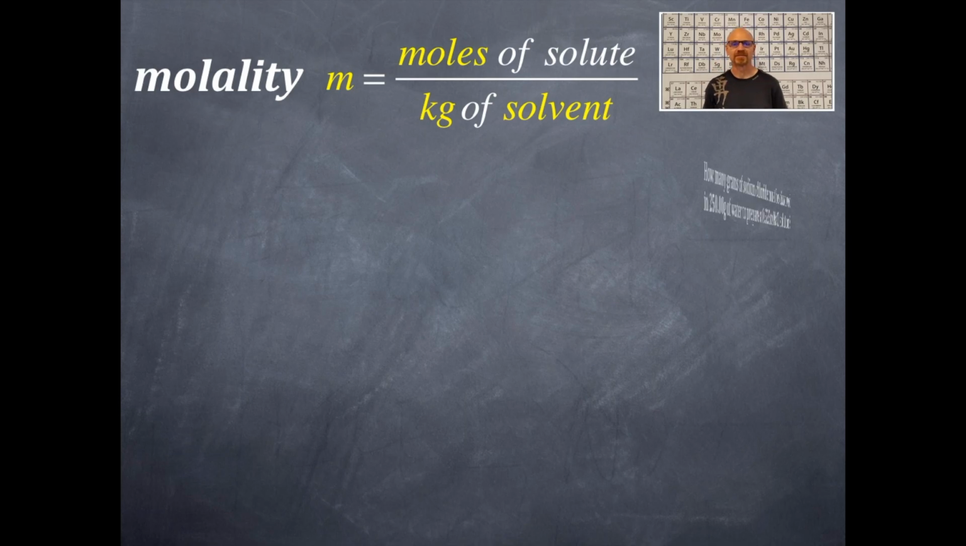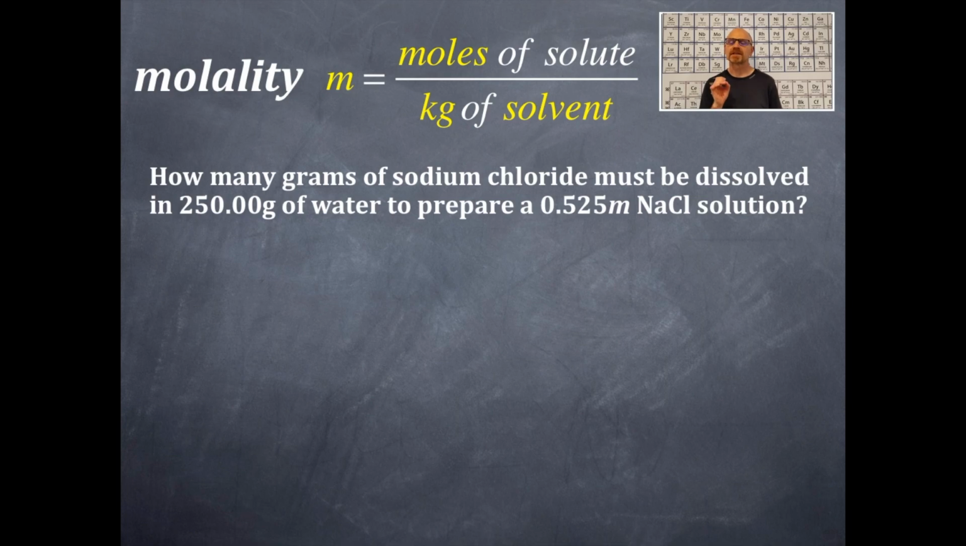How many grams of sodium chloride must be dissolved in 250 grams of water to prepare a 0.525 molal sodium chloride solution? So first of all, we need to figure out what the solute is. The solute is going to be the sodium chloride. The solvent is going to be the water, because again, our universal solvent is going to be water. And most of the time we're going to be putting things into water, and the water is going to be in the greater amount. The solute is going to be in the lesser amount, and that is going to be our salt, the sodium chloride in this case.